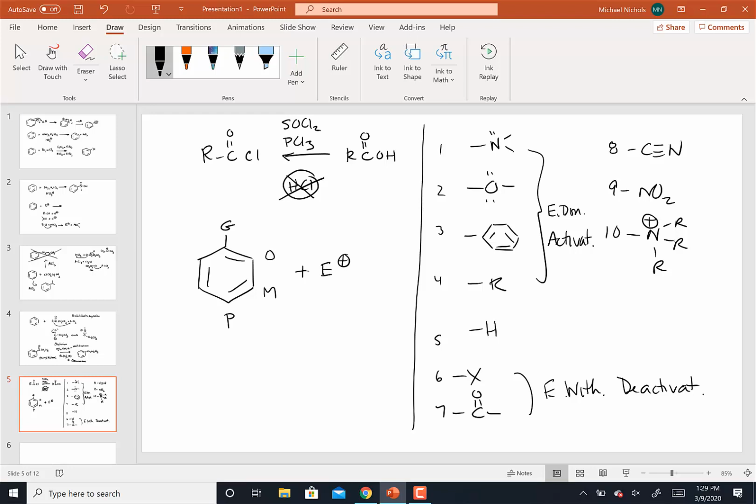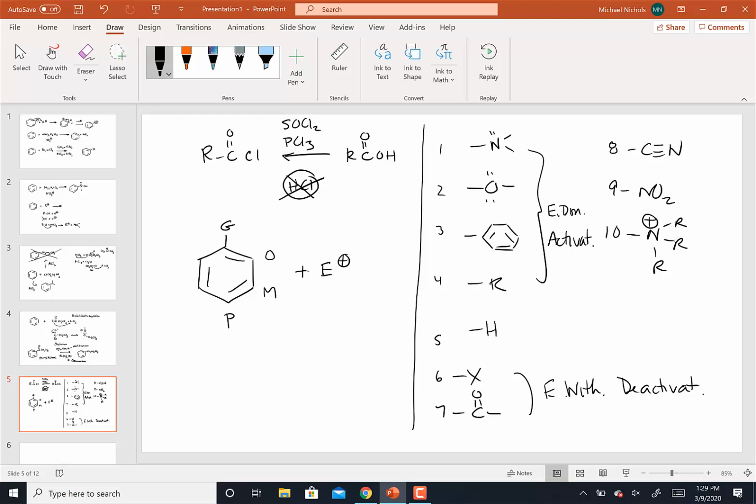I know before the exam somebody said, what's activating and deactivating? That's the terminology we use for electron donating and withdrawing groups, now that we're talking about the group's effect on a benzene ring. So they all react slower than benzene. So when you put a group on the ring, it affects the rate of the reaction of that ring.